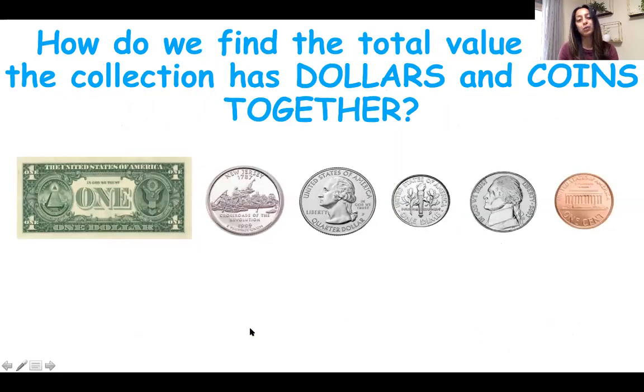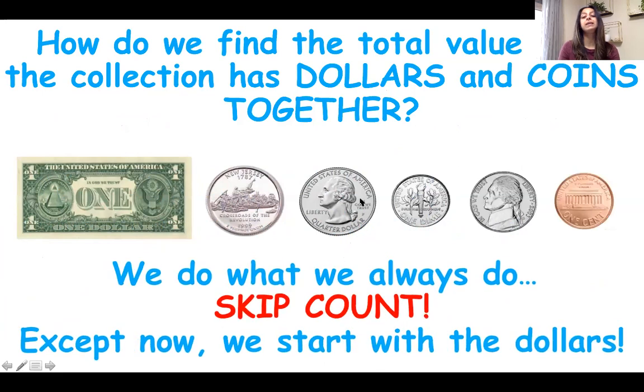How do we find the total value when the collection has dollars and coins all together? Well, we do what we always do. We skip count, except now we have to start with dollars. So if I wanted to skip count this amount of money, I would start with $1, $1.25, $1.50, $1.60, $1.65, $1.66. That dollar that I started with comes with me along the journey to skip count all the rest of the coins. It's always $1 and $1 and $1 and. Because that dollar stays. We've counted it. It's a part of our money, and it goes towards the value of the total amount of money.